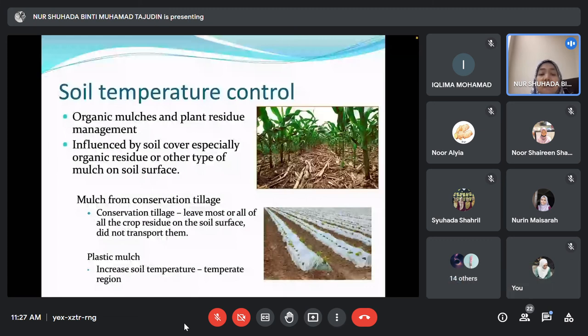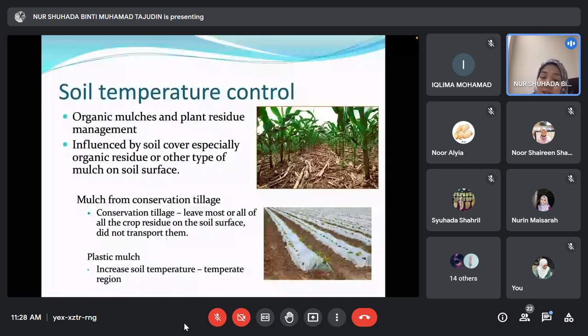It is influenced by soil cover. The very good thing is that kita guna mulching. Mulching technique ni boleh divided into two. Kita guna conservation mulching, ataupun kita guna kayu ataupun sisa-sisa harvest kita susun balik dekat atas tanah tu. Another one, yang paling senang pernah nampak, kita guna plastic mulch.